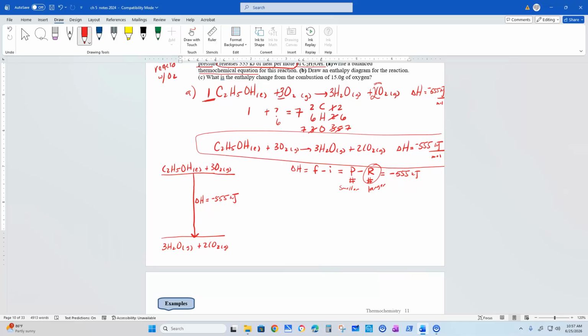Okay. All right. Part C. What is the enthalpy change, delta H, from the combustion of 15 grams of oxygen? So I know I'm going to start with 15 grams of oxygen, and I need my balanced equation. First step is go grams to moles. Bye-bye grams. Hello moles. Now it's a diatomic. I don't need to see you take 16 times 2 on paper, okay?